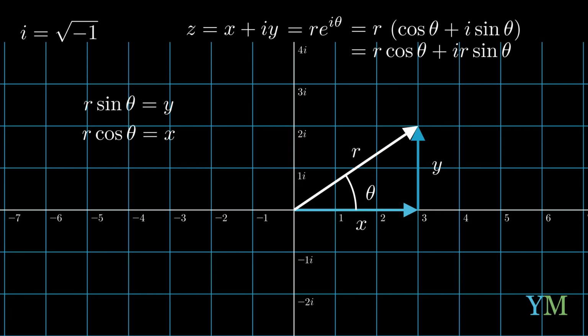So let's review what we have. x basically coincides with r cosine theta, while y coincides with r sine theta, which means that x plus iy is r cosine theta plus i r sine theta, which means x plus iy is r times e to the i theta.